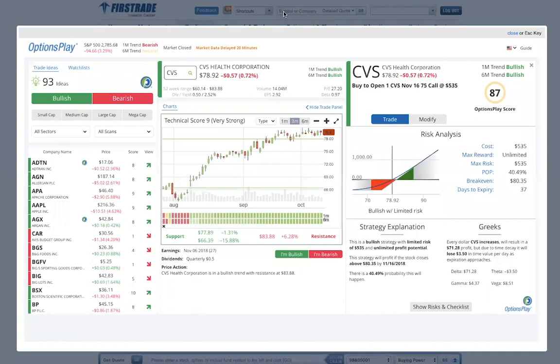I have one last question. Charles is asking, what is POP? POP tells you the probability of profit. So what is the probability of CVS being above the break-even price, which is $80.35 at expiration? So CVS is at $78.92. What the question is, what is the probability of CVS going above $80.35, which is the break-even price of this strategy? And that is around 40%, and that's what POP tells you.